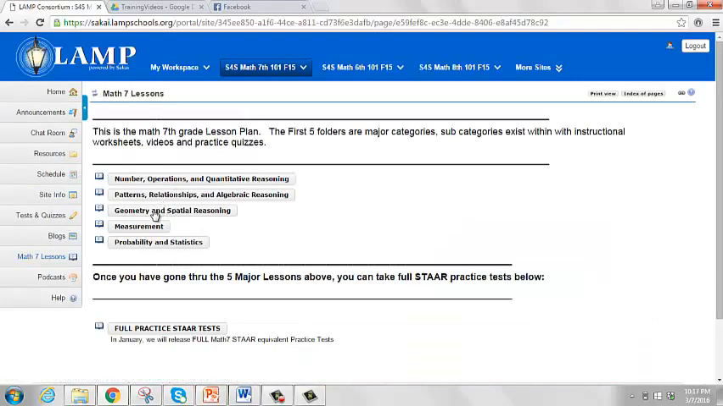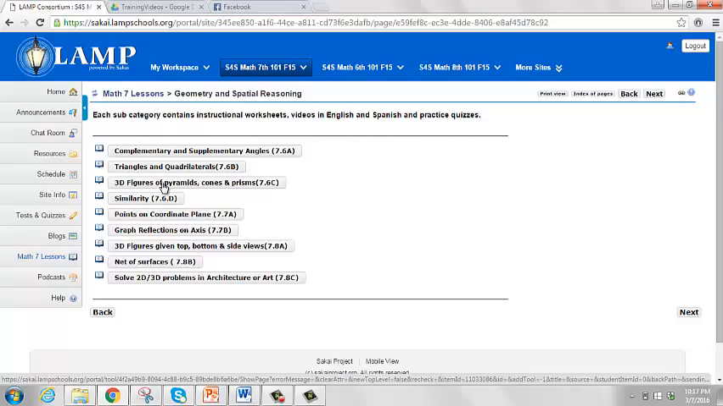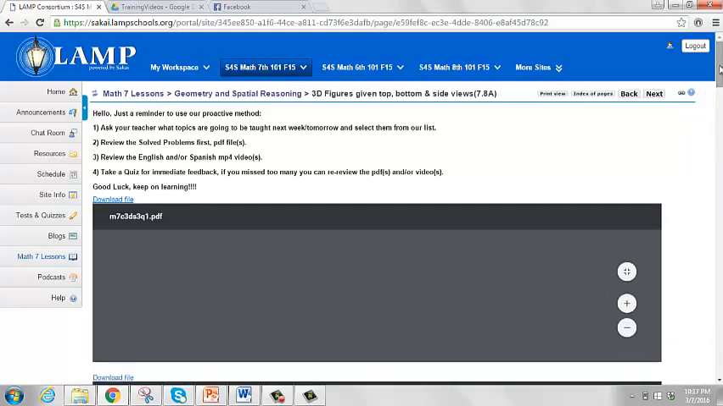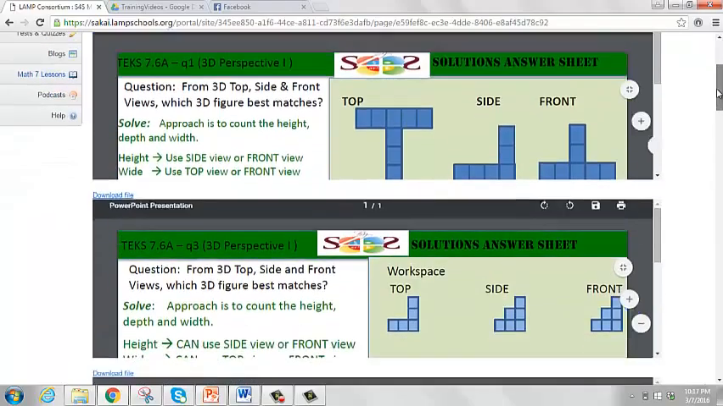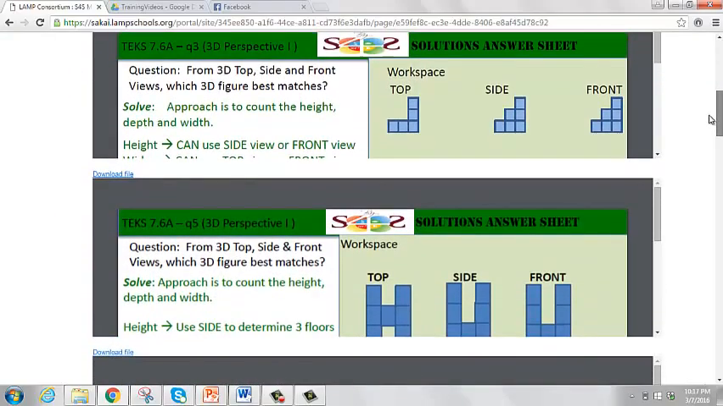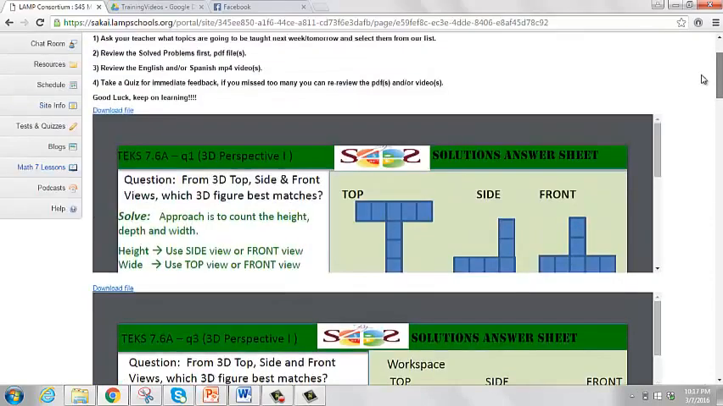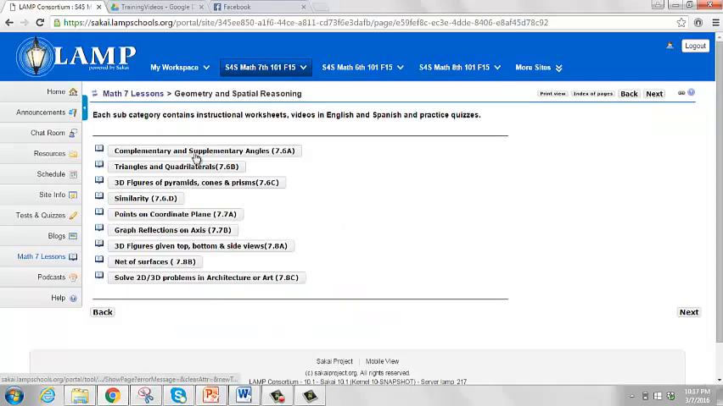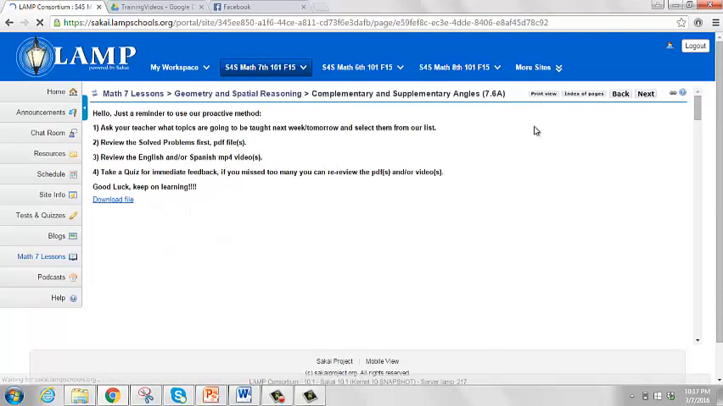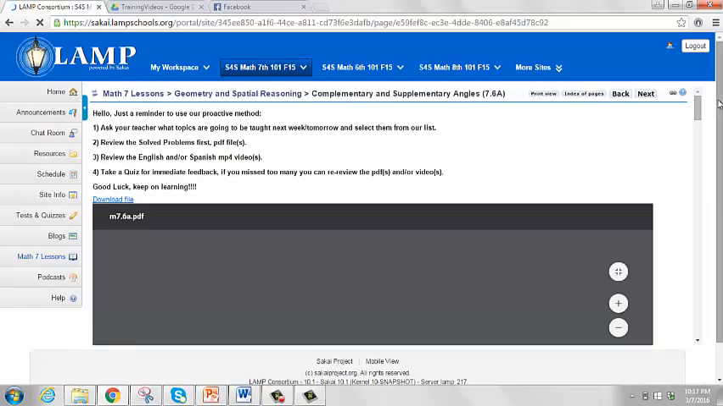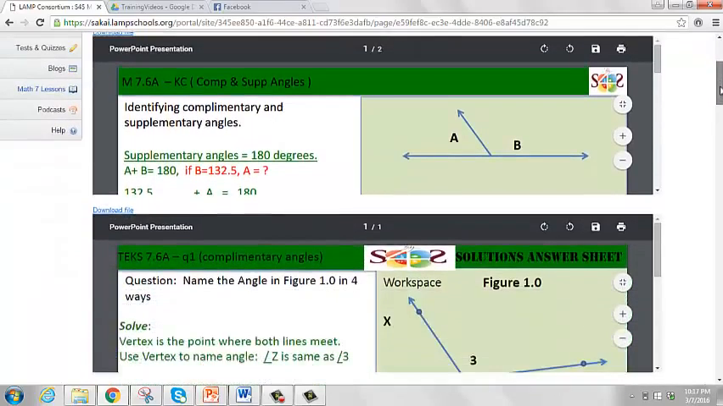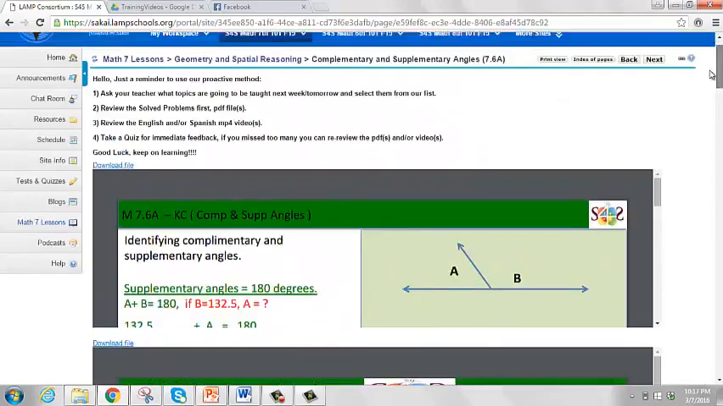You can go into geometry, special regions. You can go into 3D figures for top, bottom, and left. These are figures where you can look at different views. We have worksheets to show you the different techniques for determining the height, width, and depth of these figures. And of course you have the associated quiz. Of course you have angles, and in this case complementary and supplementary angles. We have some worksheet examples in here, some questions. Then you have the quizzes at the back.